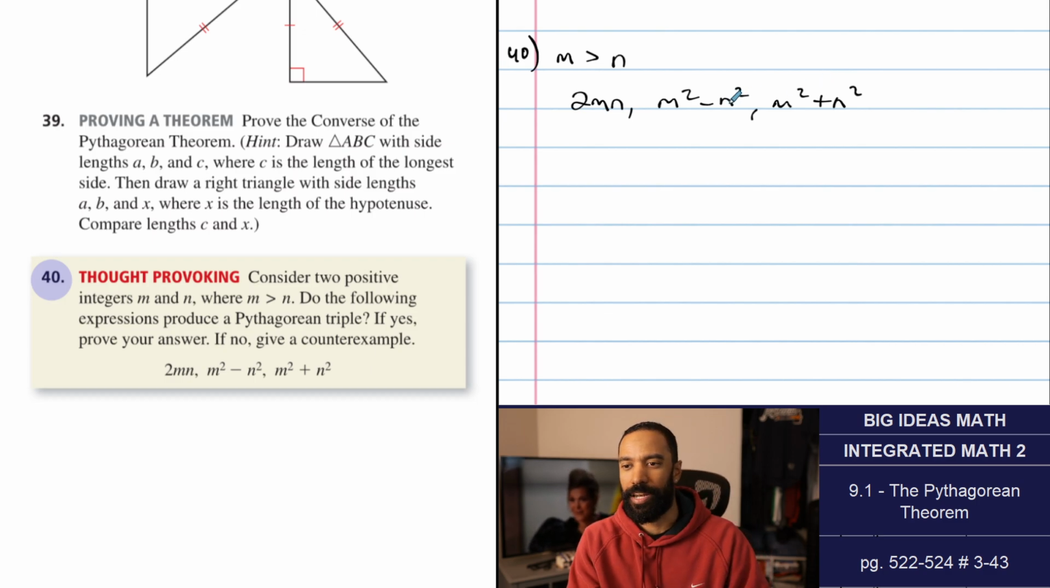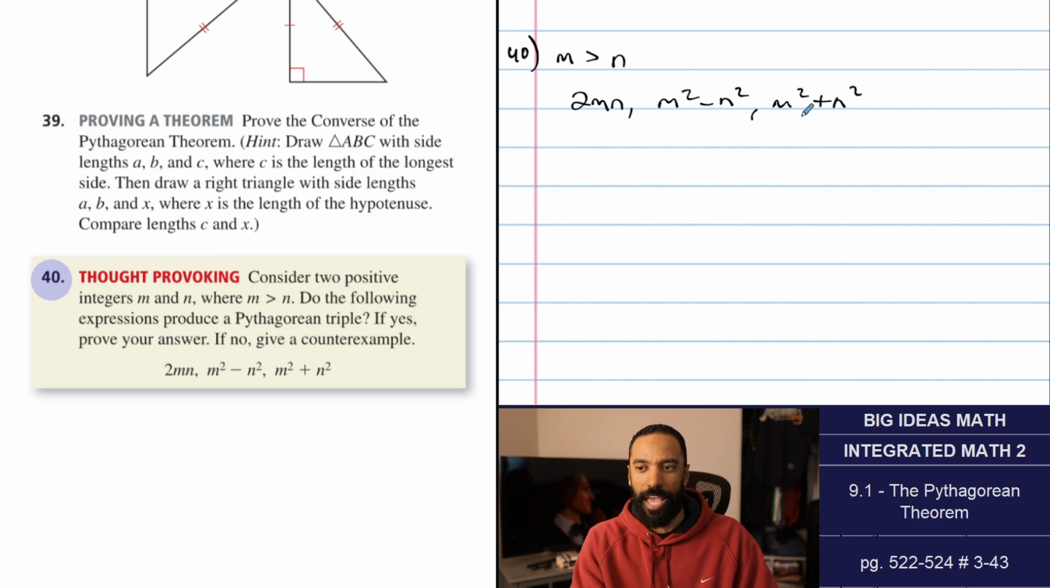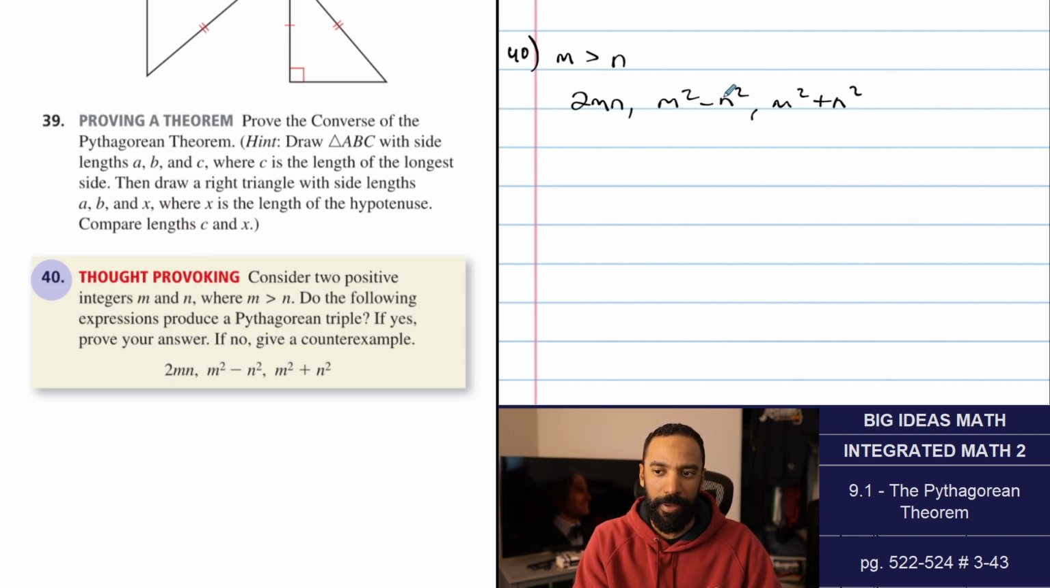If m is greater than n, then this would give all positive values. M squared plus n squared would always be bigger than m squared minus n squared. Is 2mn always greater than m squared? Excuse me, is m squared plus n squared always greater than 2mn?